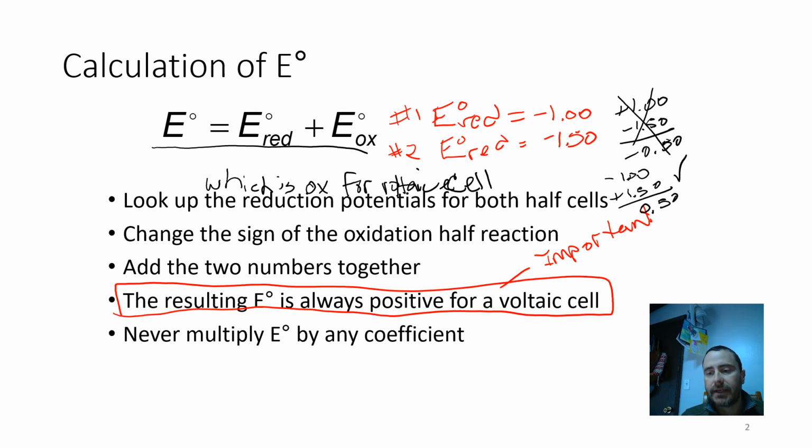So it doesn't look like it's a super important bullet point, but it is. It comes in useful, and I swear it's going to come up on our exam that is coming up soon. So make sure you remember that, right? Our voltage is always positive for a voltaic cell.